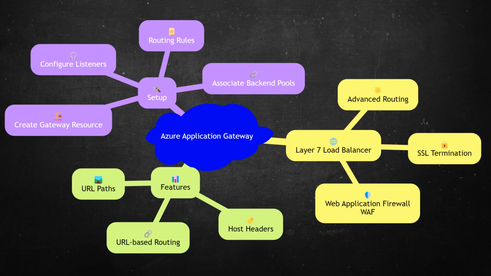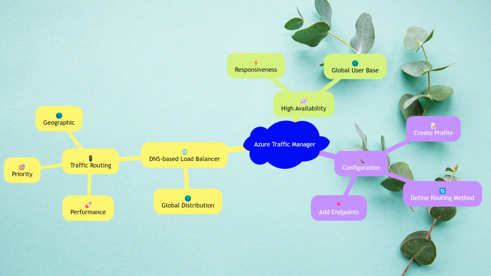Azure Traffic Manager is a DNS-based load balancer that enables global distribution of traffic across multiple regions. It uses DNS to direct client requests to the most appropriate endpoint based on the configured traffic routing method, such as performance, priority, or geographic routing. Traffic Manager is particularly useful for achieving high availability and responsiveness for applications with a global user base.